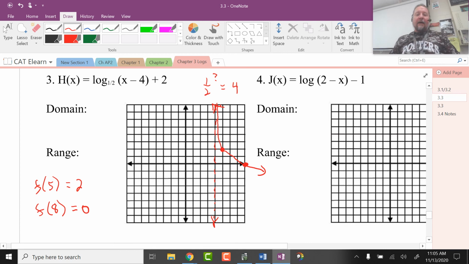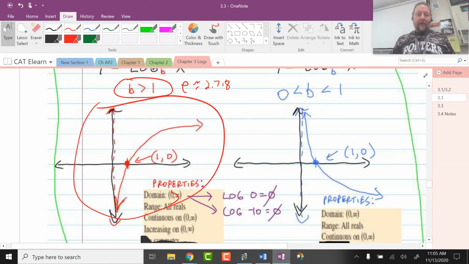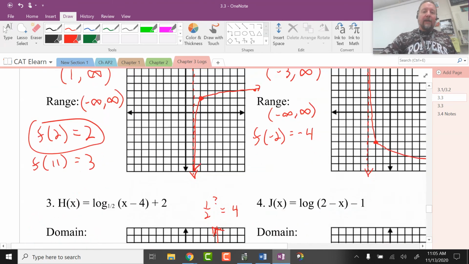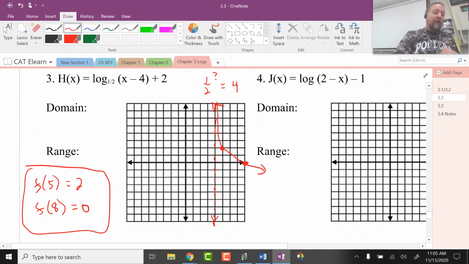Because the base is a half, so it's supposed to look like this blue picture, which it does. Okay, the base is less than 1. There was no flipping, so we did get that classic look there from these 2 f questions. And we are going to ask those questions on the next test. I'll take care of the domain. It's 4 to infinity, and the range is negative infinity to infinity.